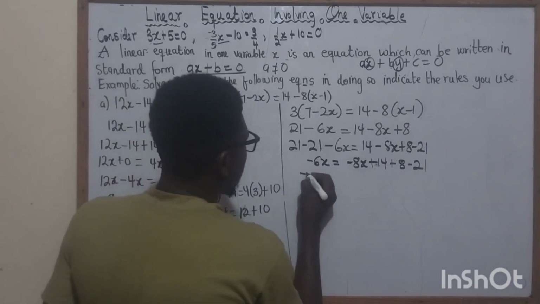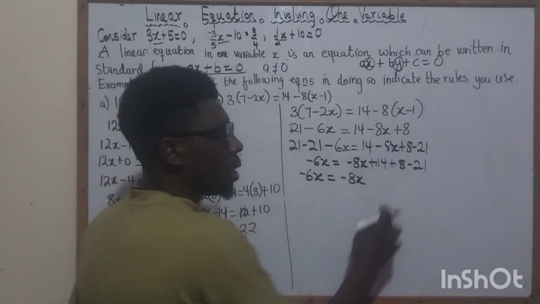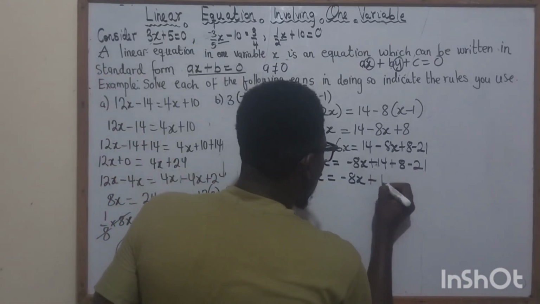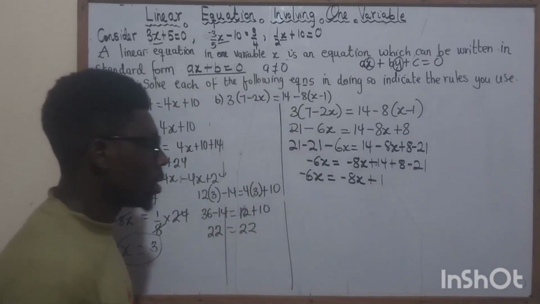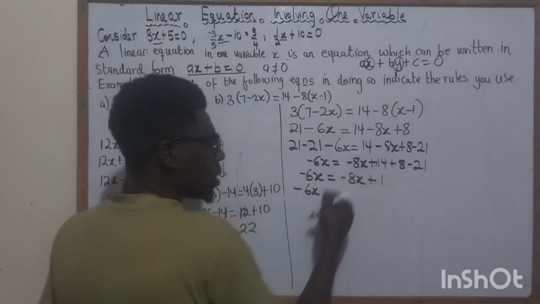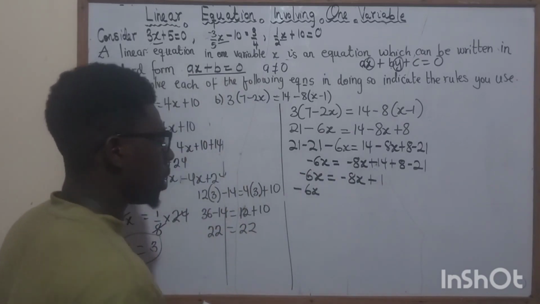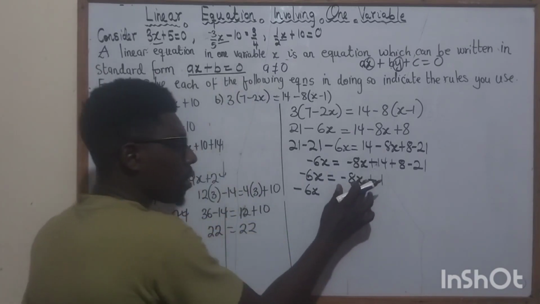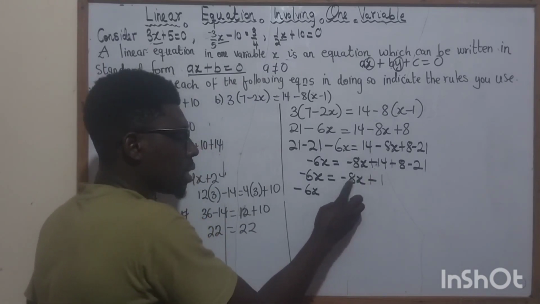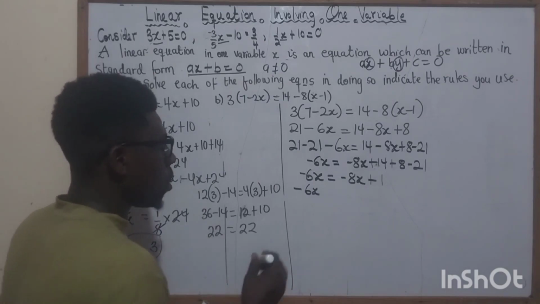So I come here: negative 6x equals negative 8x. 14 plus 8 is going to give me 22. Okay, 22 minus 21 is going to give me 1. All right. Okay, what do I do? So I have negative 6x. Let's take away this negative 8x, so that the constant can be alone at one side of the equation. To do this, I have to add positive 8x to cause negative 8x to become 0. So I use my addition property of equality.